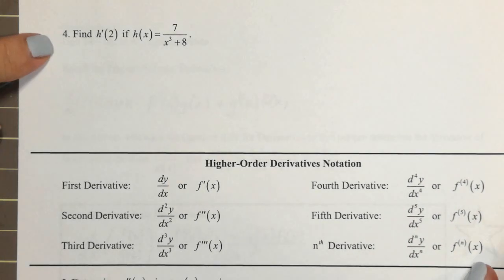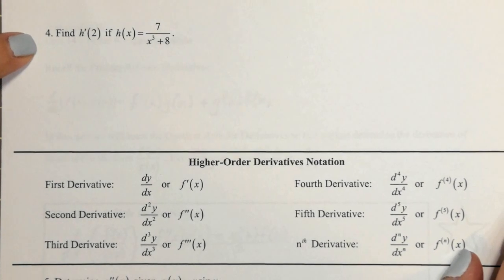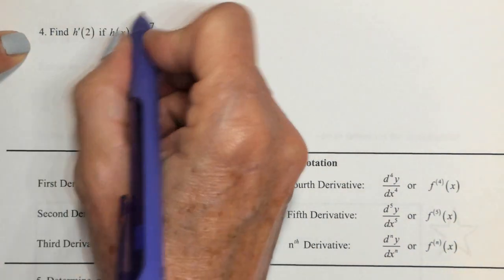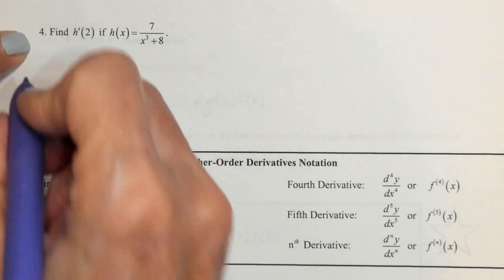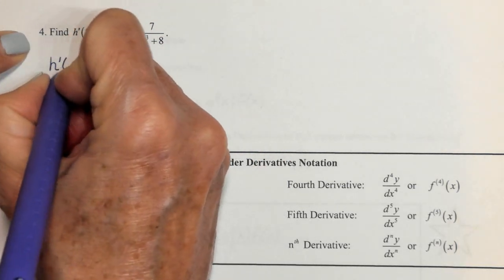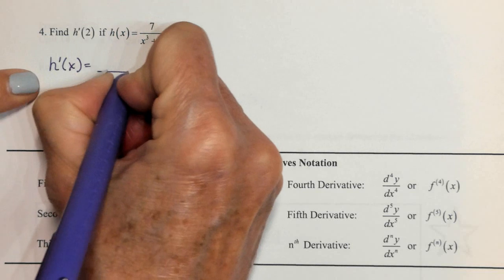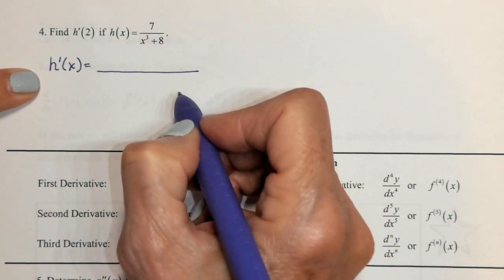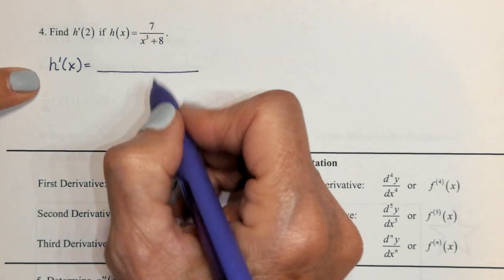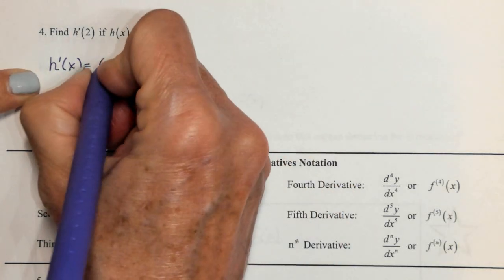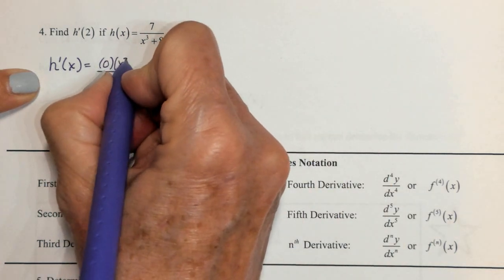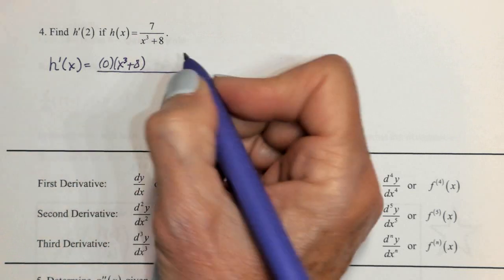Alrighty, one more here. Okay, find h prime of 2 if this is h. Well, first thing I see is a quotient, so I'm going to apply the quotient rule, which yields a quotient. I start up on top and I take the derivative, and the derivative of 7 is 0. So this first term is going to be a 0. I could write that I'm multiplying by the bottom, but I don't have to because it's just 0.